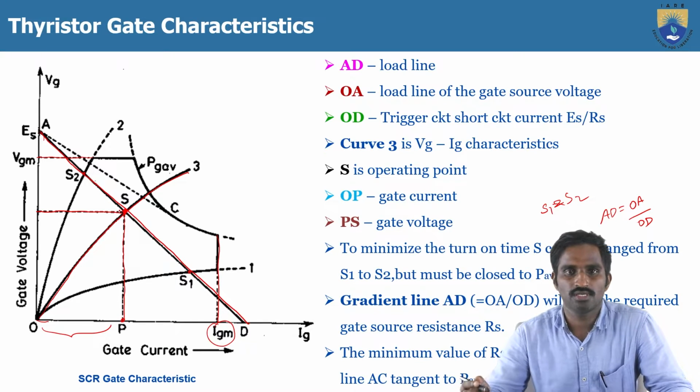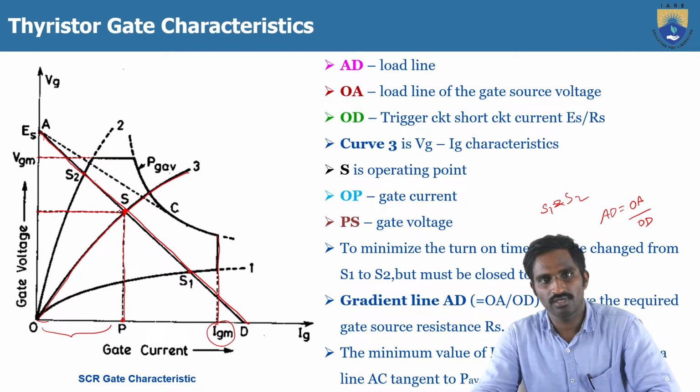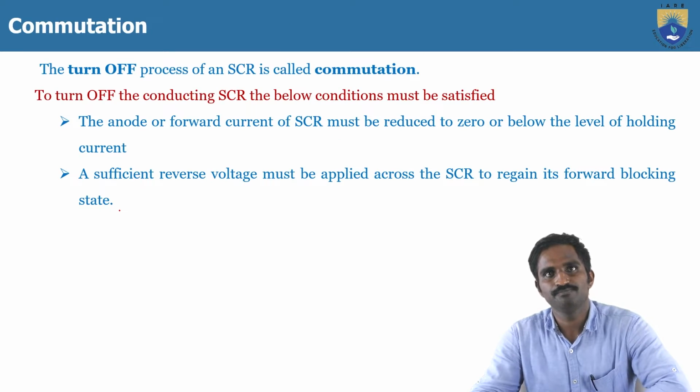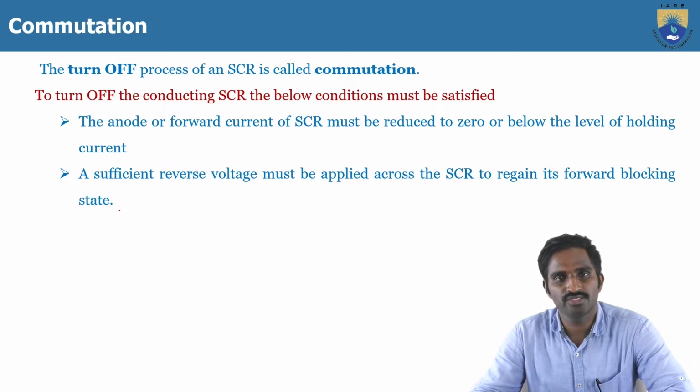Right? So these are the two objectives of these gate characteristics. Then next we will go for the next topic, which is the commutation of an SCR. So what is the commutation of an SCR? What do you mean by commutation?